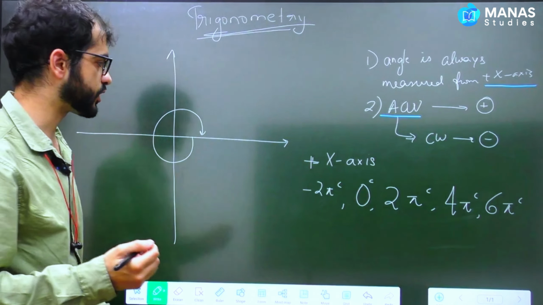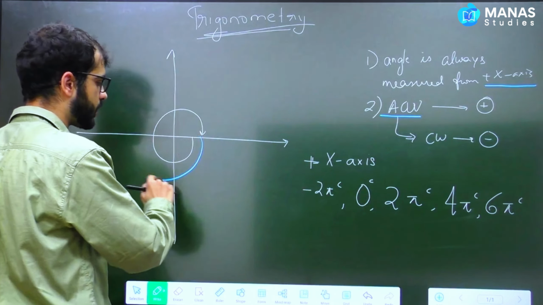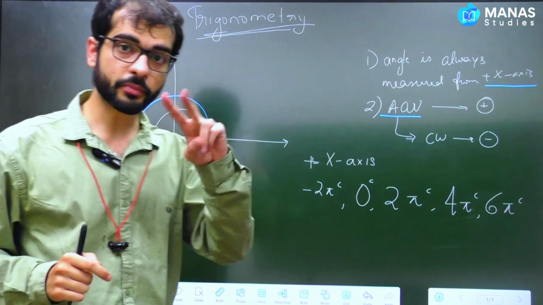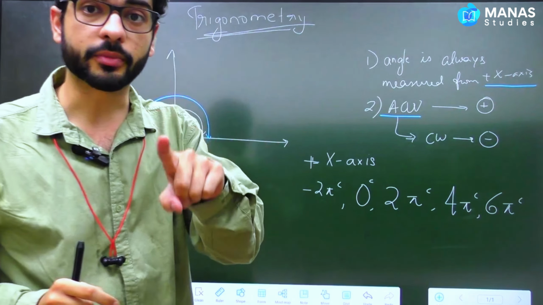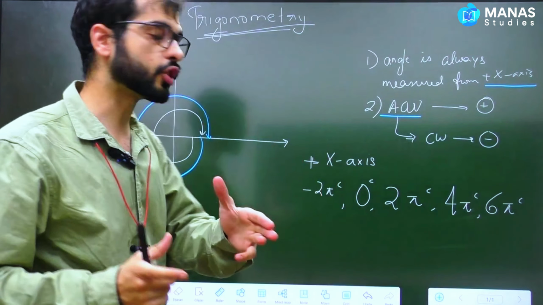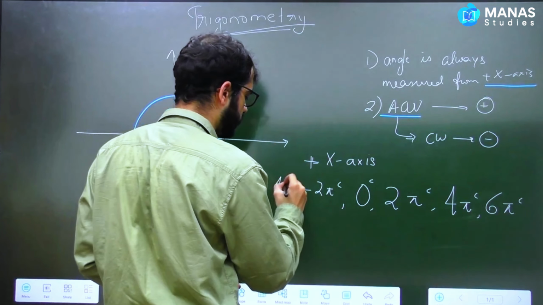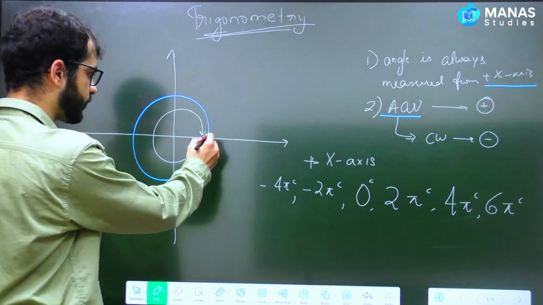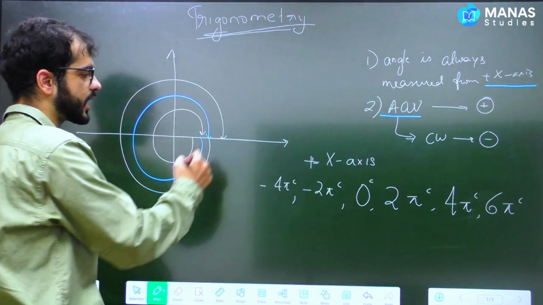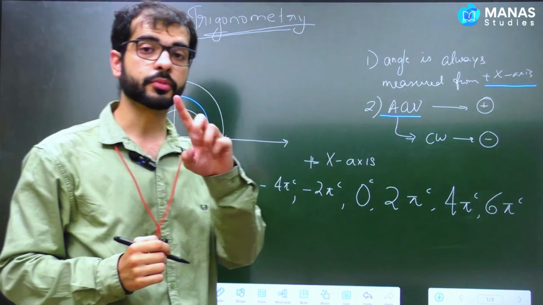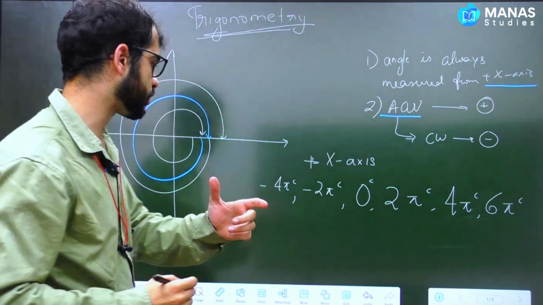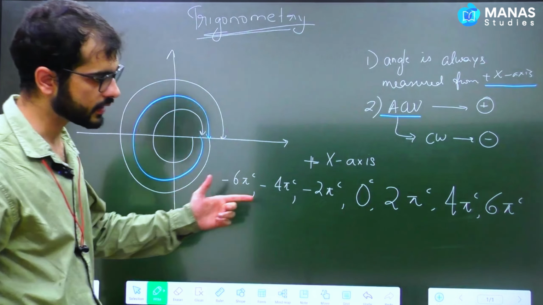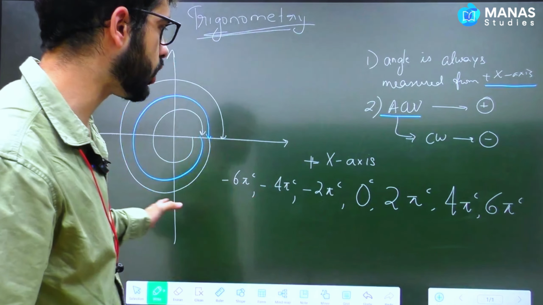Now the second observation: if instead of stopping over here, I make another round, what is the angle going to be? The angle is 2 pi plus 2 pi, that will be 4 pi. But because it was in clockwise direction, I'm going to call it minus 4 pi radians. Now if I make another round, what is the angle measure going to be? 6 pi. But because it was in the clockwise direction, we are going to call it negative and it becomes minus 6 pi radians. Is there any observation that you can make in all these numbers?